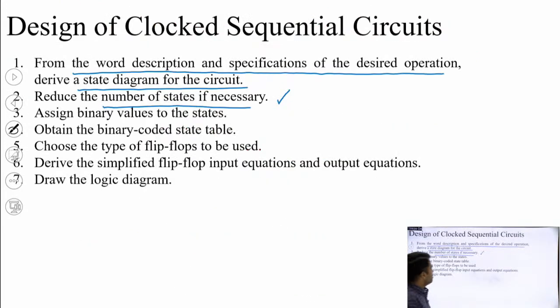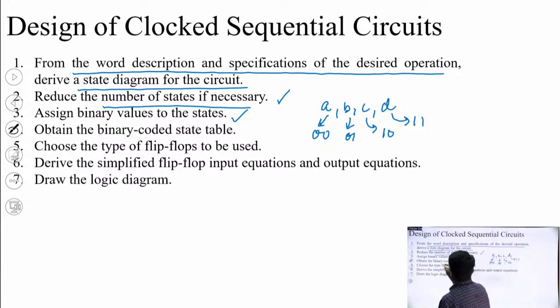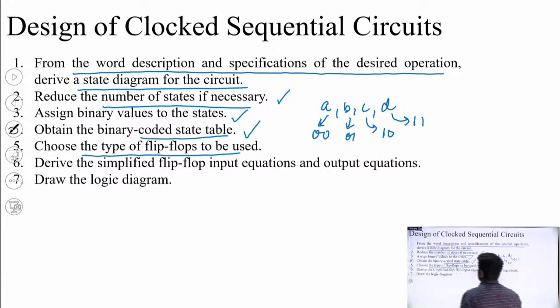So getting back to the design part: first step, preparing the state diagram, reducing the number of states, then assigning binary values to the states. If there are states A, B, C, D, then I can replace A by 0 0, B by 0 1, C by 1 0, D by 1 1. Obtain the binary coded state table, then choose the type of flip-flop. We are going to prepare the circuit, so we have to be clear about which flip-flop we are going to use to design it. If the examiner has not mentioned one, we will use the D flip-flop because it is the easiest one, output is equal to input. Okay.